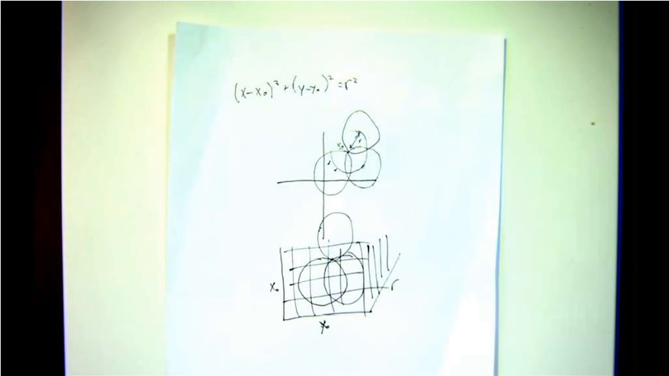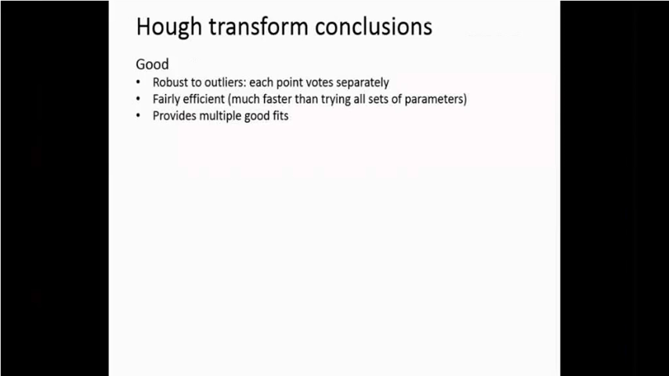So one thing to note is that this can be effective if you've got a lot of outliers. Well, I guess I've got this slide here. So if you've got outliers, it's robust to them because all the points are voting separately, and you're basically finding the parameters that the most points vote for. It also can be very efficient. It's faster than trying all sets of parameters, for example. The time depends on how many points you have to fit. And you can generate multiple good fits.